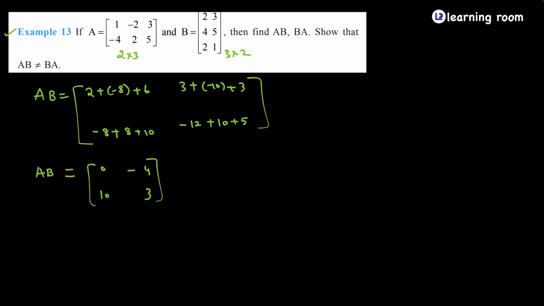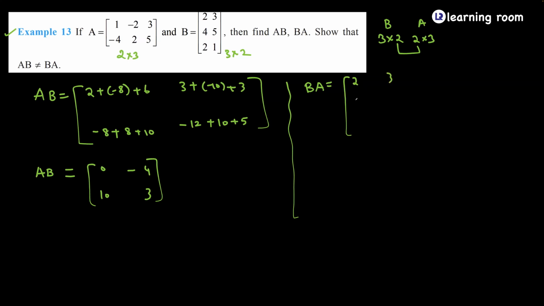Now tell me one thing. Is BA a feasible operation? Here you have the matrix of order 3 cross 2 and you have 2 cross 3. So when you have a matrix of order 3 cross 2, which is for B, and for A, which is going to be 2 cross 3, the number of columns here is equal to the number of rows. So when I talk about BA, what are we going to get?